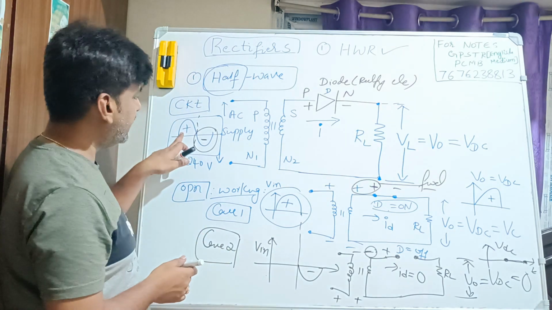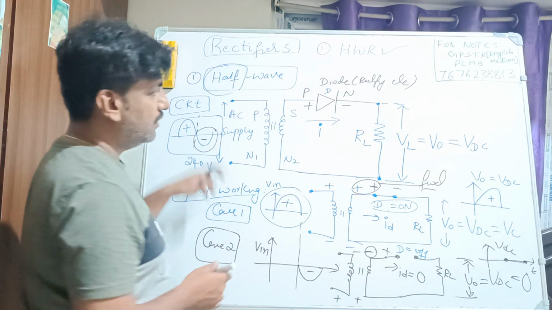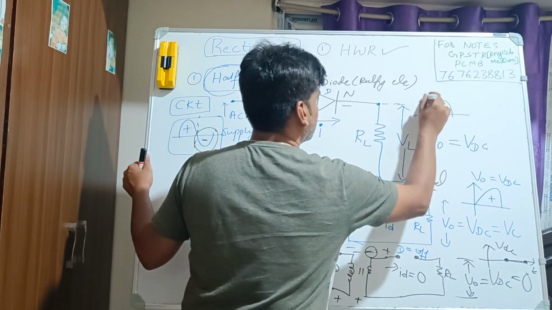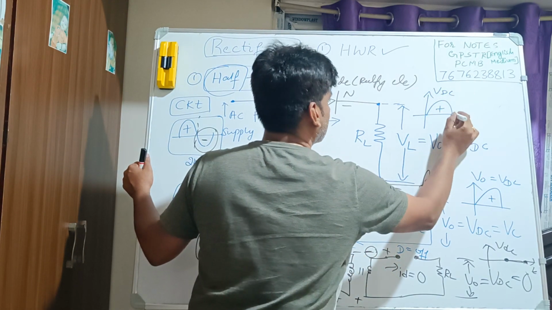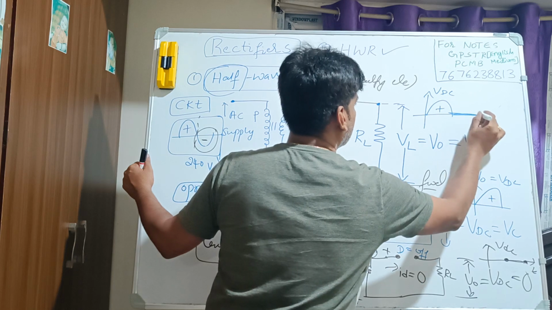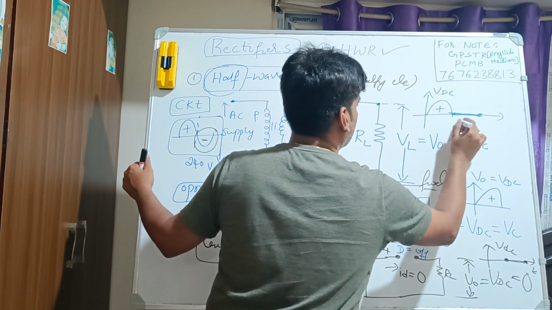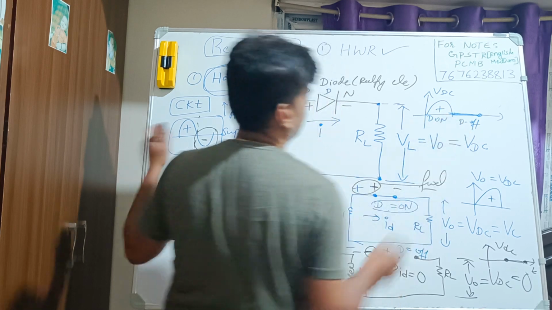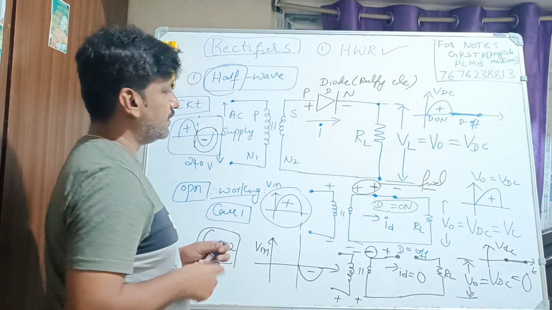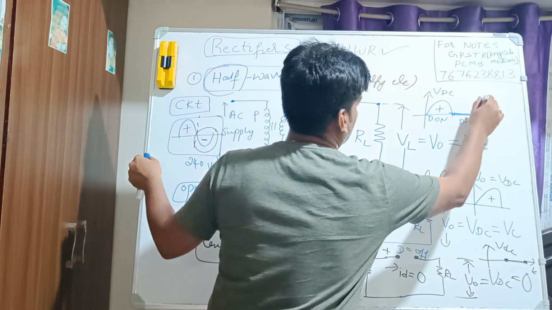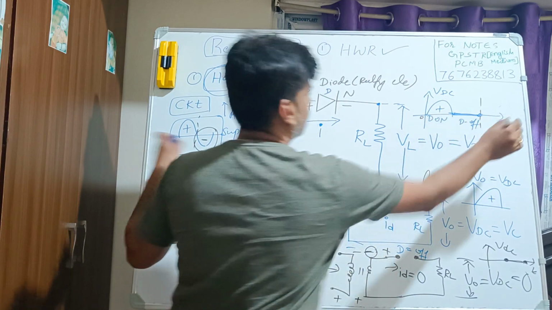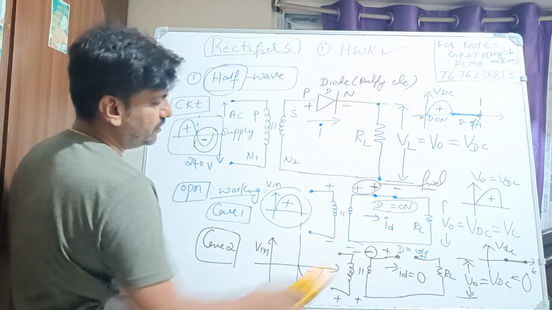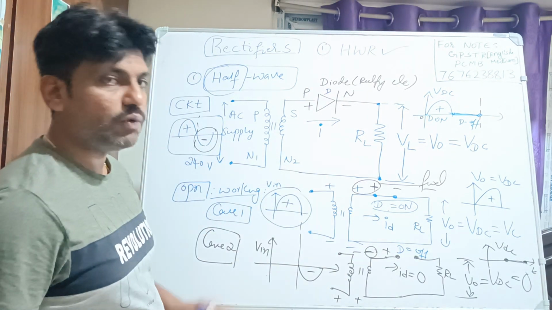Means if I send the input like this, I am going to get the output only this much for VDC. For the next part, what is going to happen? Here for this part, the diode is off. For this part, the diode is on, right? So this is for the complete cycle. This is the diagram, right? So how can we write this diagram? I hope you understood this diagram, the circuit diagram and the working operation.